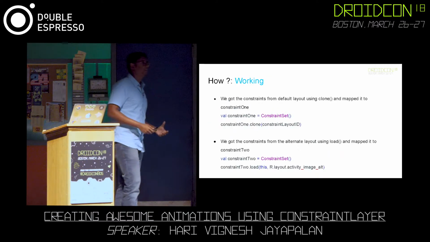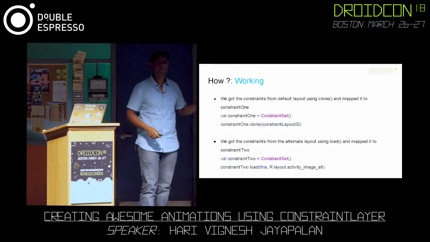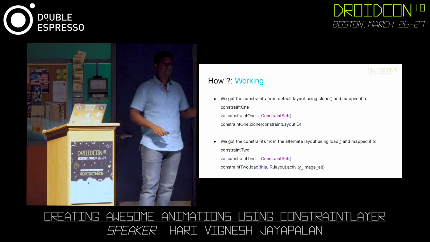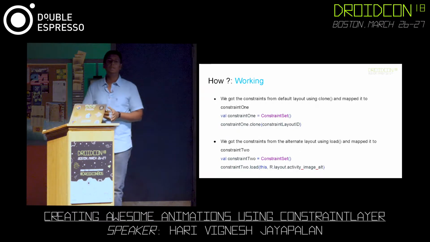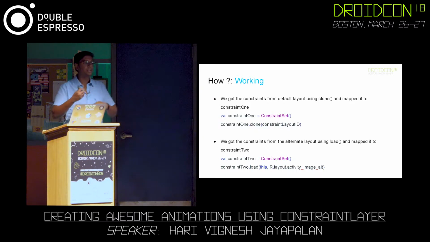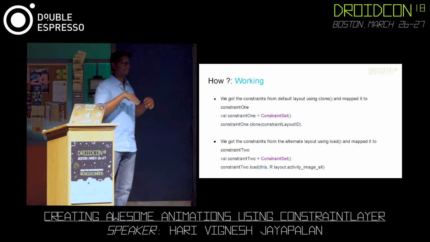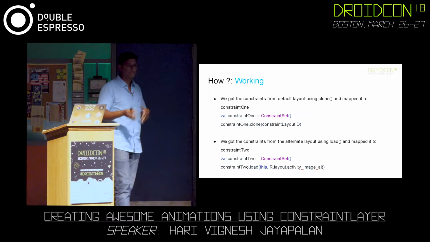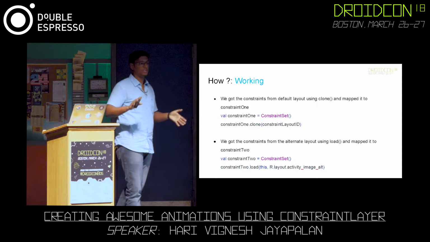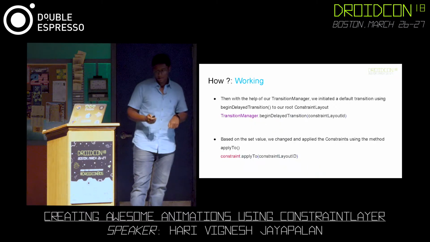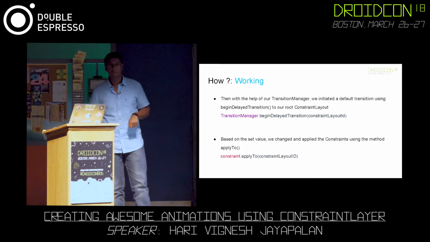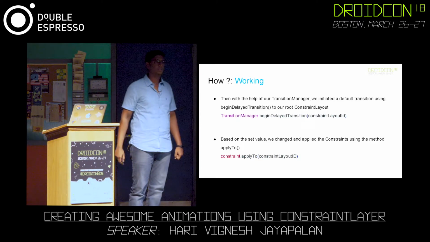So what we are doing initially, we have a first frame created, and we are using constraint set to absorb all those values, and we are having it in constraint 1. We are using clone to actually inflate it and gather all the constraints. Then second, we are having constraint 2, where we are using load to parse the second XML, the second frame, and absorbing all the constraints and mappings. Then we ask the transition manager to initiate a transition for us.